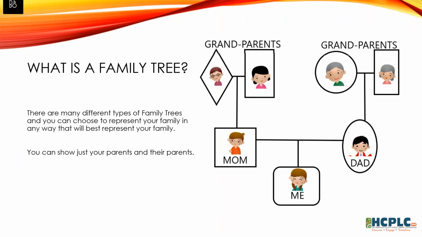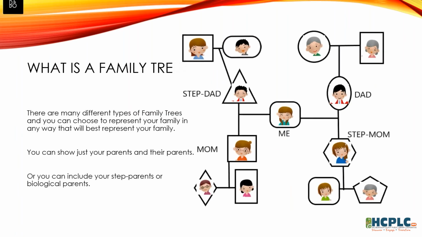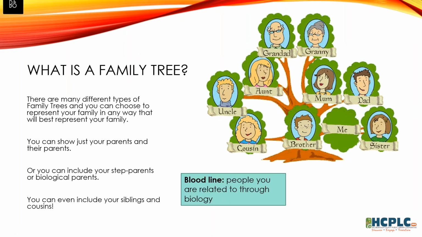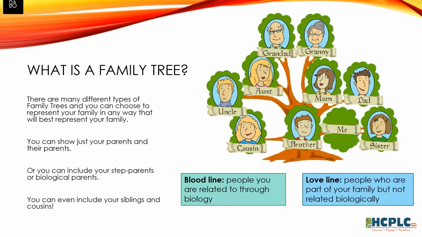As you discover more about your ancestors and your family, you might want to start thinking about how you're going to represent them. You have a lot of options because there are many different types of family trees, and you can choose to represent your family in any way that will best represent them. You can just show your parents and their parents, or you can include your step-parents or biological parents. And you can even also include your siblings and cousins. It's all up to you. Just remember that your family history is made up of all your family members, those you share genes with and those you don't. That's why sometimes they refer to bloodlines and love lines. So you can trace either or.